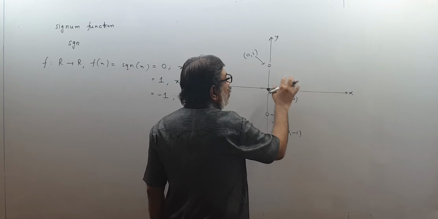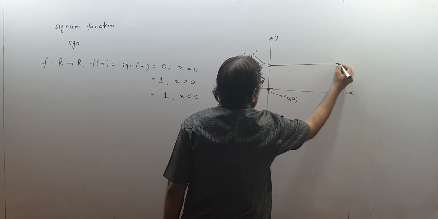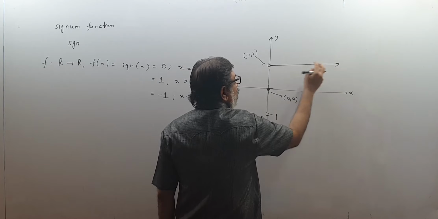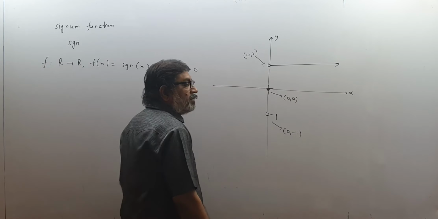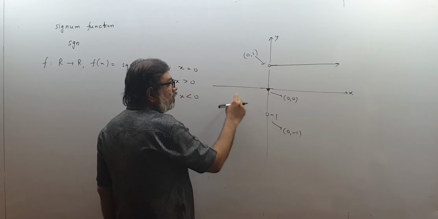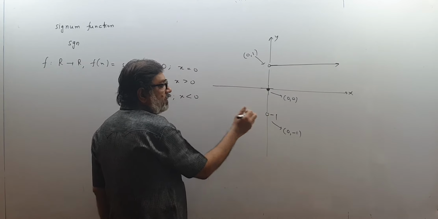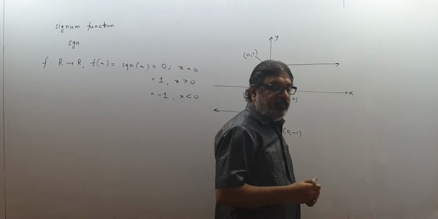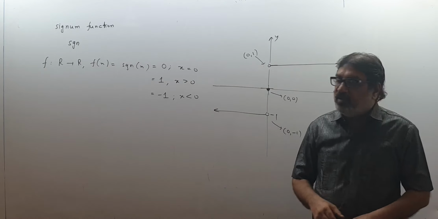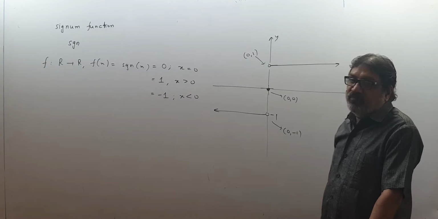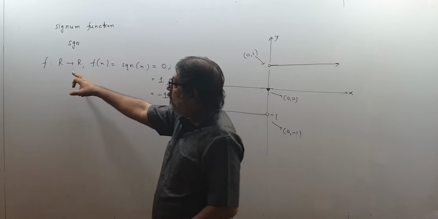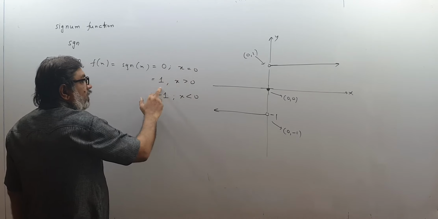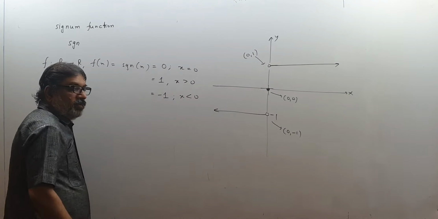For all positive values it is 1, so the graph goes like this. For 1 it will be 1, for 2 it is 1, 3 it is 1, 4 it is 1. So all points over here like this. For -1 it is -1, for -2 it is -1, for -3 it is -1, the graph will go like this. This is the graph of the signum function, children. Very important in calculus. So please understand what the signum function is. It is a function from R to R, and signum x is defined as 0 when x is 0, 1 when x is positive, and -1 when x is negative.